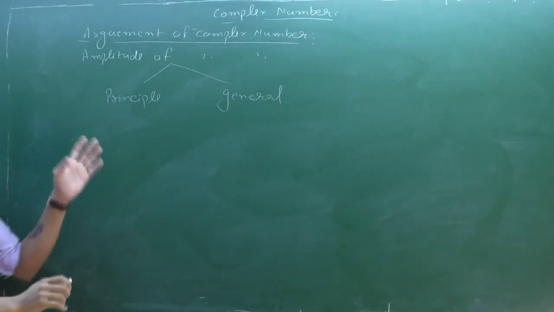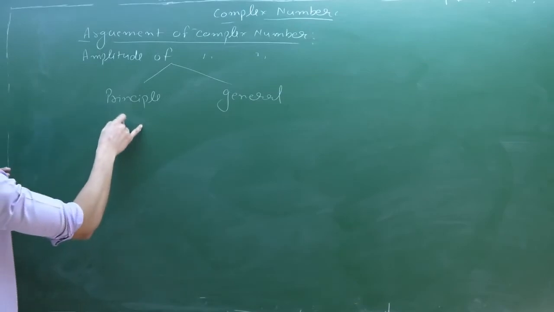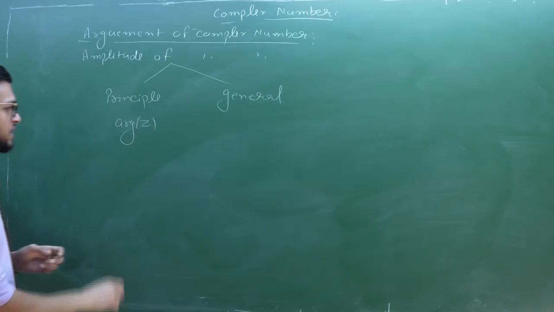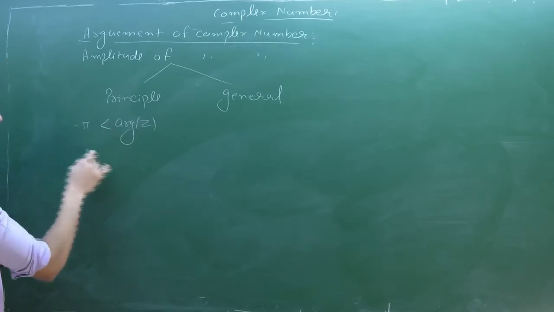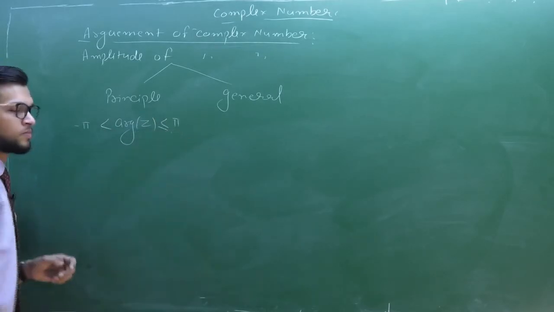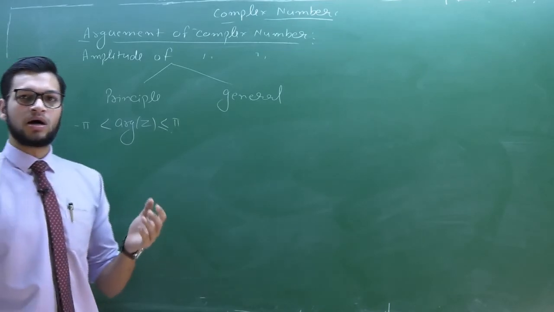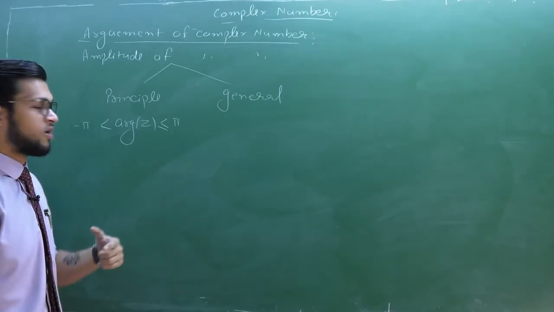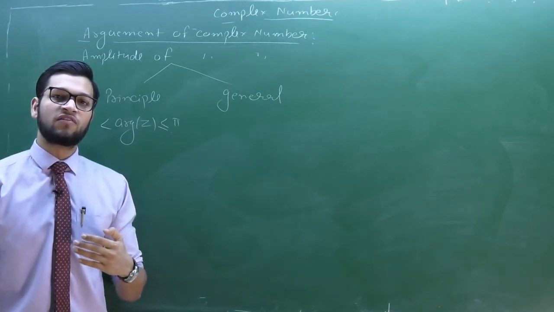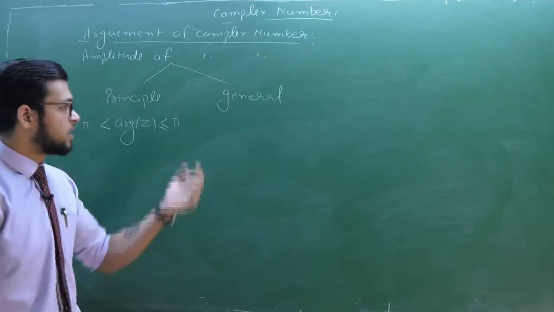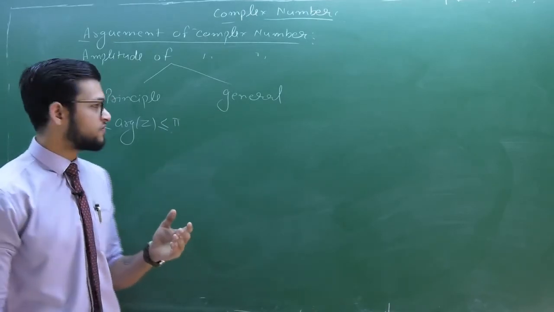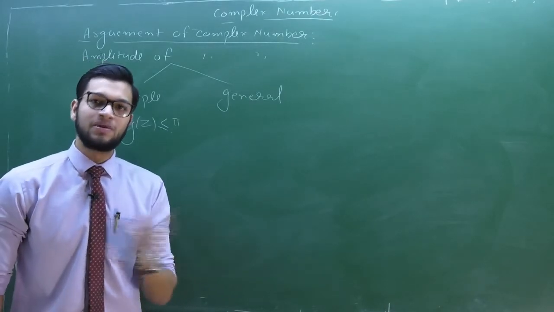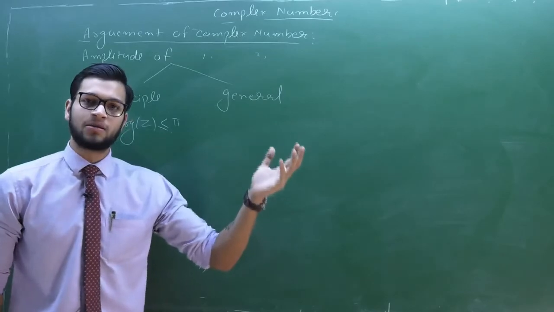If we talk about the principal argument, then our principal argument of z is always greater than minus pi and less than or equal to plus pi. That is, it lies in the open interval of minus pi to the closed interval of pi. But if you want to calculate the general argument of z, then it may be less than minus pi or greater than pi.